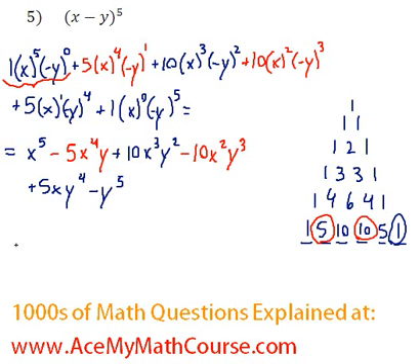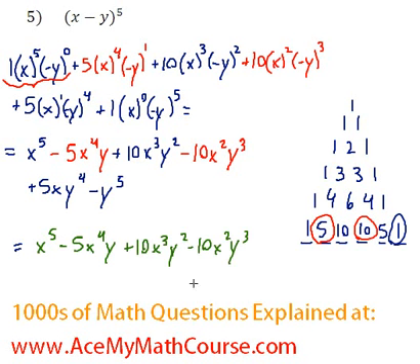So that's it. I'm just gonna rewrite the final answer in a different color, just in case. So x to the 5 minus 5x to the 4y plus 10x cubed y squared minus 10x squared y cubed plus 5xy to the 4 minus y to the 5. That's it. This is our final answer in green, and we're done.